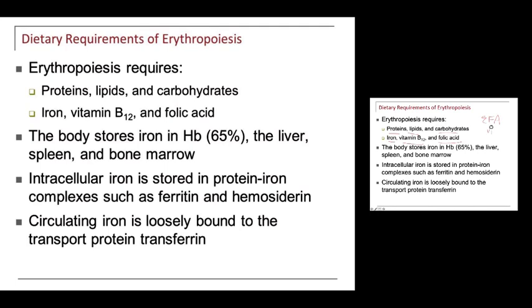Vitamin E is also beneficial as an antioxidant to help protect the fat soluble portion. Vitamin C helps to protect the hydrophilic portion. The body stores iron in hemoglobin, about 65%, also the liver, the spleen, and the bone marrow. The intracellular iron is stored in protein iron complexes such as ferritin and hemosiderin. Hemosiderin tends to be somewhat toxic in higher concentrations, especially to the vasculature. Ferritin, not so much. And transferrin is the primary transport protein for iron transport.